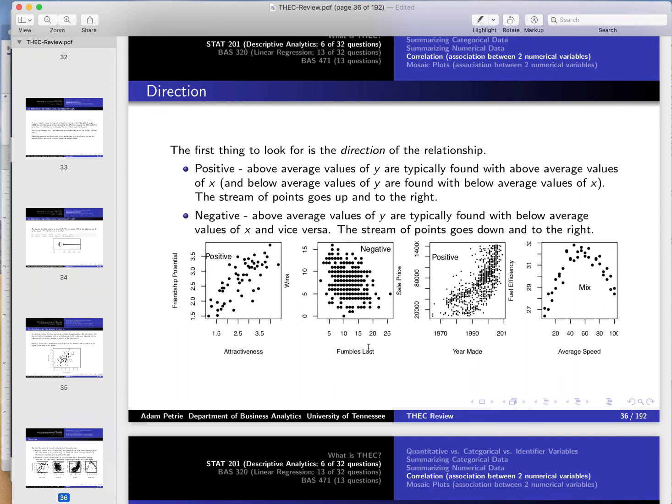Here's the relationship between the number of fumbles that a football team loses and the number of wins they have for the season. Not too surprisingly, as we consider teams with more and more fumbles lost, we see that those teams' number of wins is getting smaller. The trajectory of the stream of points is somewhat heading down and to the right, and so we say that's a negative relationship. Here's an example of a positive relationship with a little bit of a curvature to that stream of points, but there's no requirement that a relationship have just one type of direction here.